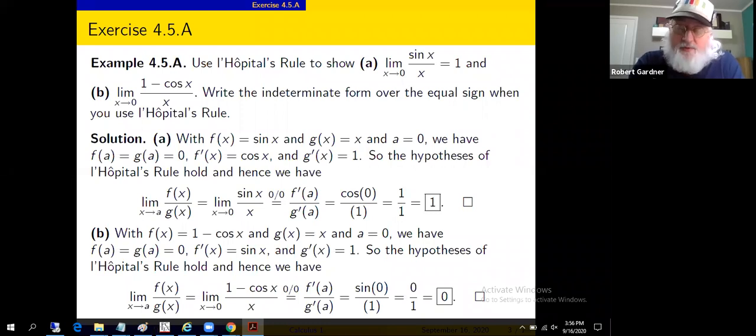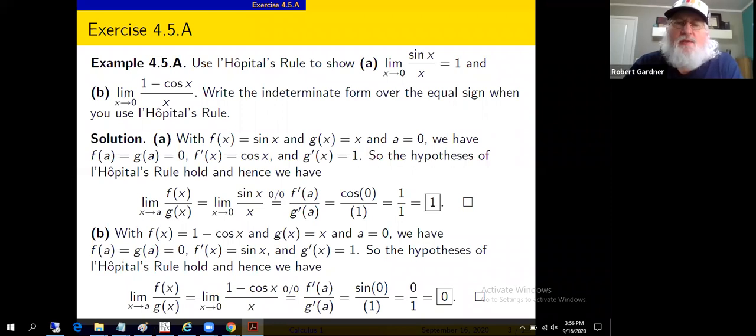First off, in chapter 2, we hadn't differentiated. So we couldn't use L'Hopital's rule because we didn't know how to differentiate. And that's a topic from chapter 3. Secondly, that's what we use these limits for: to figure out how to differentiate sine and cosine.